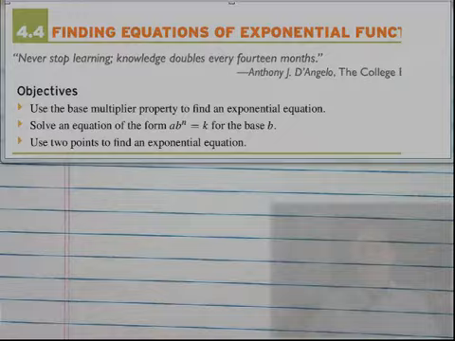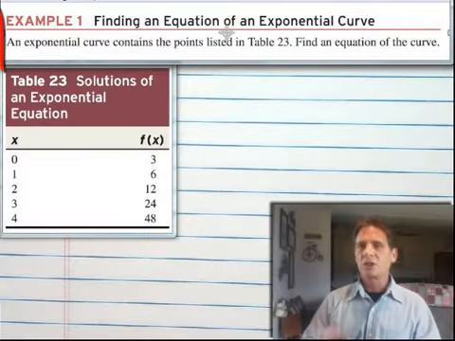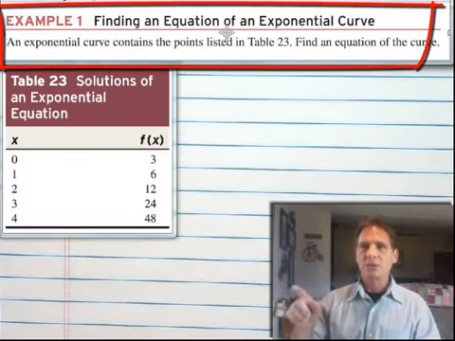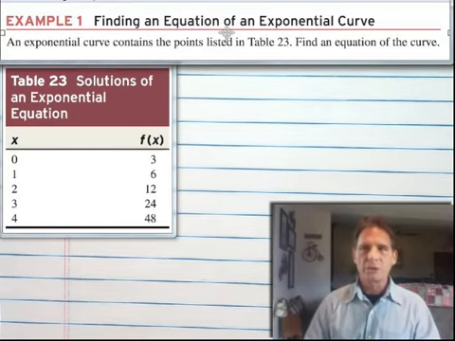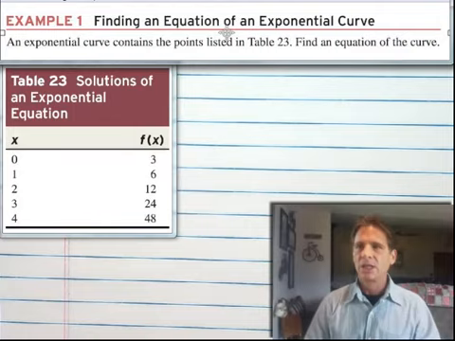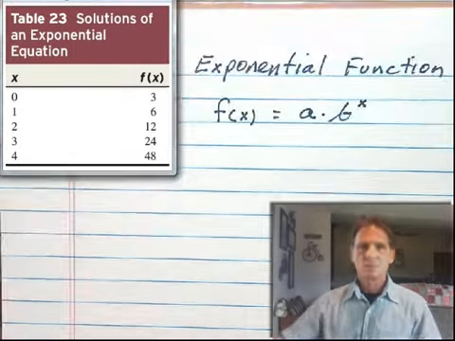So let's get started. Example 1 here is saying find an equation of an exponential curve that contains the points found in the table there, table 23. So let's go ahead and do that.